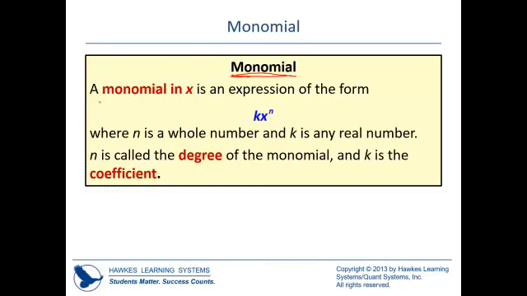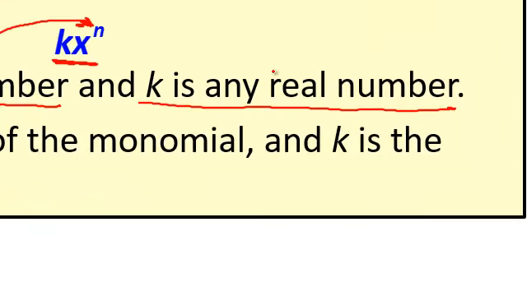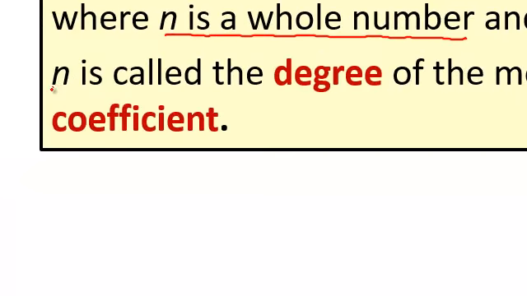It says that a monomial in x is an expression of the form k times x raised to the n power, where n is a whole number for your exponent right here. And k is any real number, so it can be either positive or negative, but it acts right here as the coefficient of the variable raised to whatever power it is. Now, this n value is called the degree.